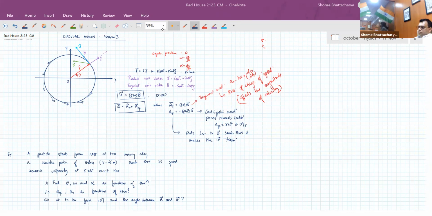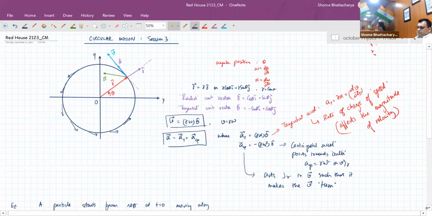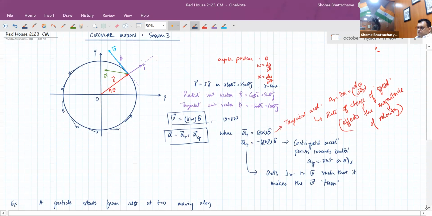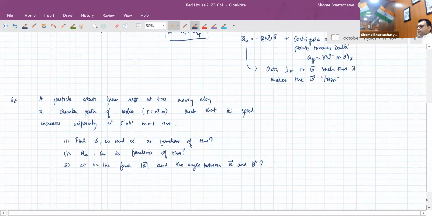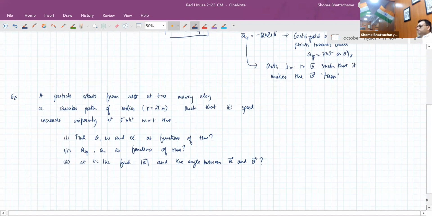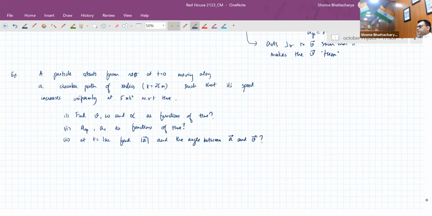Yeah, so the question is that you have a particle moving along a circular path of given radius of 25 meters, but it's not moving uniformly like the previous question we did in the last lecture. It's moving non-uniformly. How do we know that? Because it's given that it's starting from rest and its speed is increasing. So that means it's not having a uniform speed. Its speed is increasing at a uniform rate of 5 meters per second square.